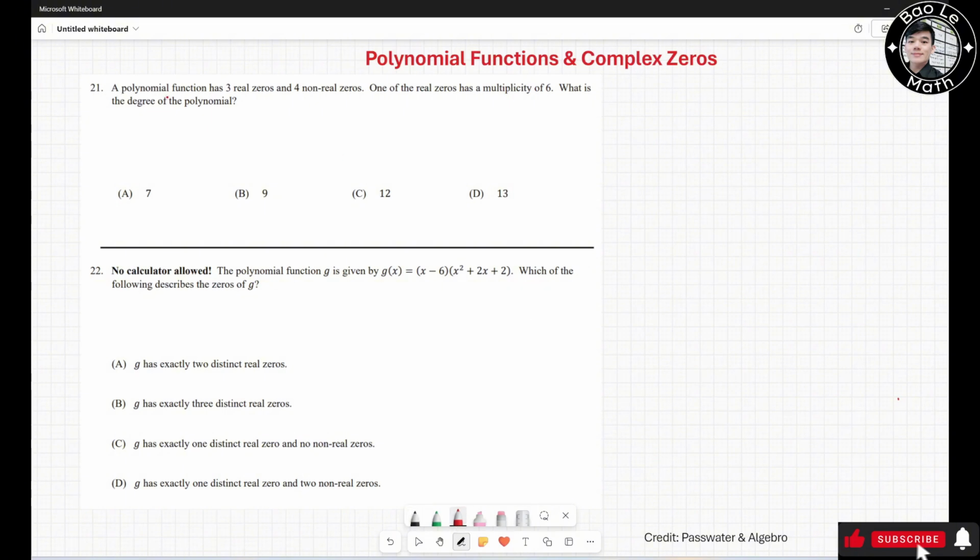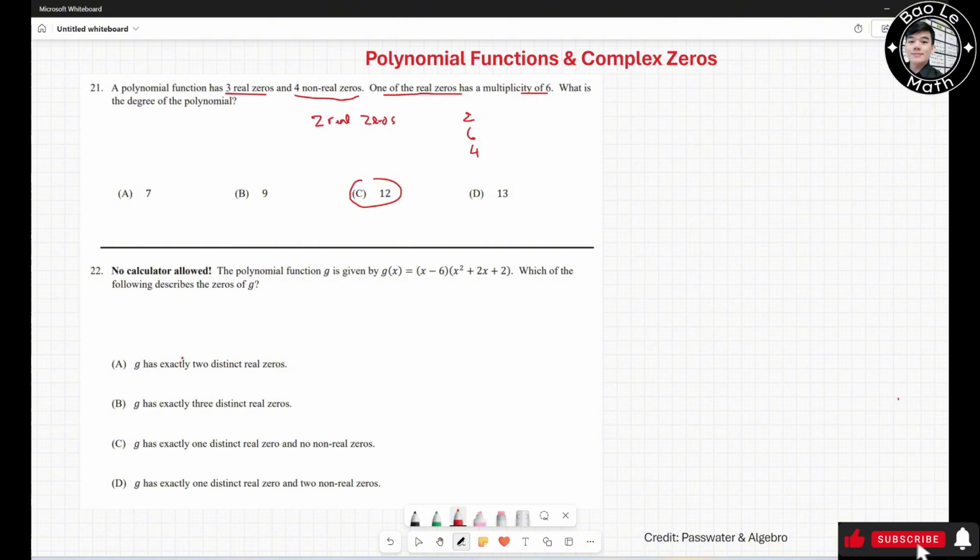Alright, question 21. A polynomial function has 3 real zeros and 4 non-real zeros. One of the real zeros has a multiplicity of 6. What is the degree of the polynomial? Alright, so we have 3 real zeros, right? But one of them has multiplicity of 6. So we only have 2 real zeros with the degree of 2, right? And then 1 real zero with the degree of 6. And then we have 4 non-real zeros, degree of 4, right? So we add this up, it's going to be 12.